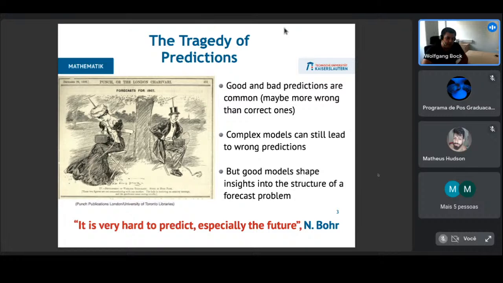So we have to be a bit careful when we talk about forecasting. Forecasting is always, especially in a seasonal disease, very dependent on the seasons or the weather. And we know that it's very hard to predict the weather, at least in non-tropical countries. So there's already some big issue with this. So the idea is to have a good model which shapes the insights of the forecast problem, right?